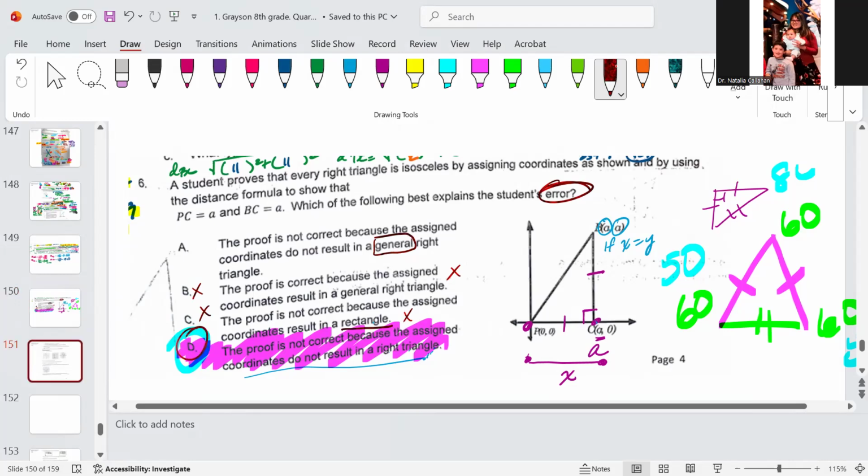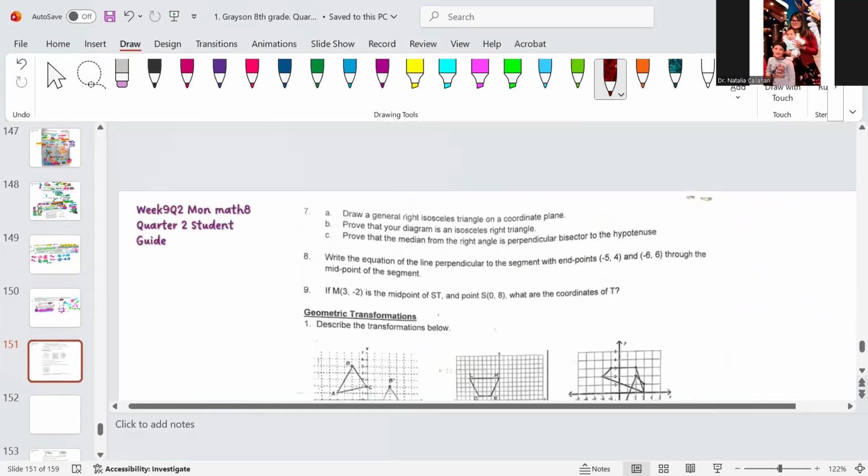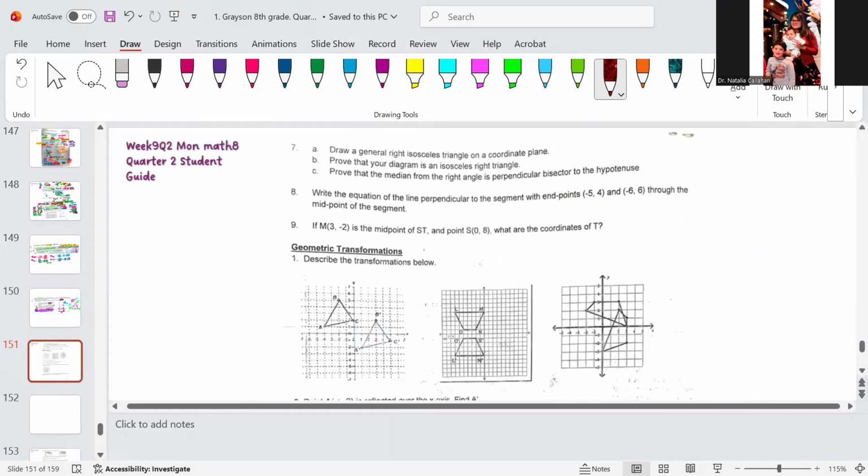Yeah. Okay, last page, guys. Okay, let's go. What is 7 asking you to do?